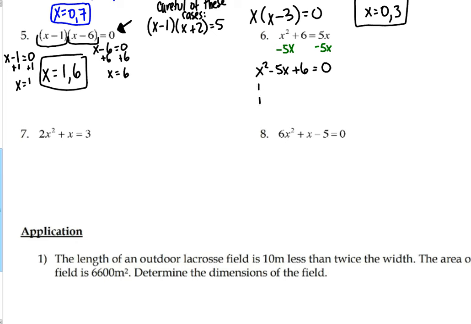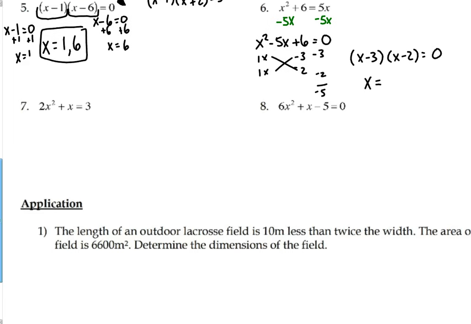1 and 1, what two numbers would you use? 3, 2, and what would their signs be? So this multiplies to 2, 3. We want it to be both negative to make negative 5. So our factors are x minus 3 and x minus 2. What's the solution then? 3 and 2, or 2 and 3, same thing.